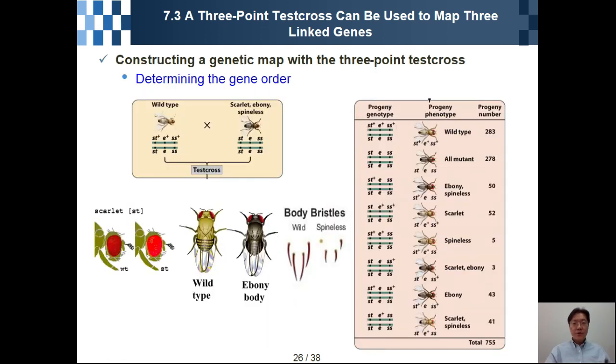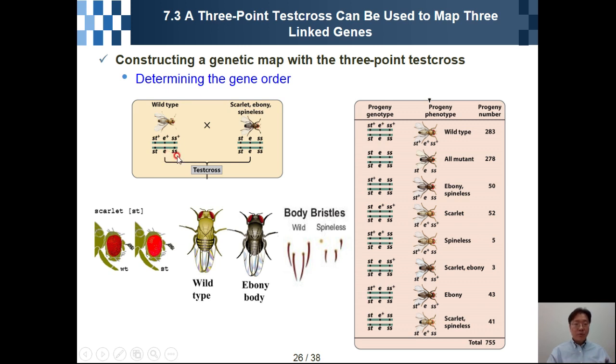In this slide, we will show how to construct a genetic map with 3-point test crosses. Okay, so this is the test cross. This is the recessive homozygote, and this is the wild type, also heterozygote, like this.